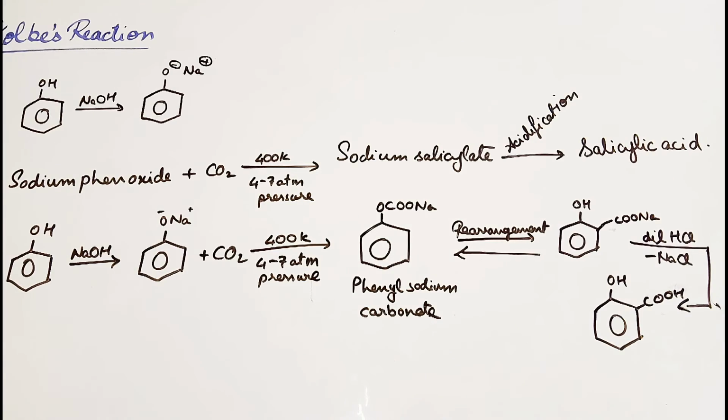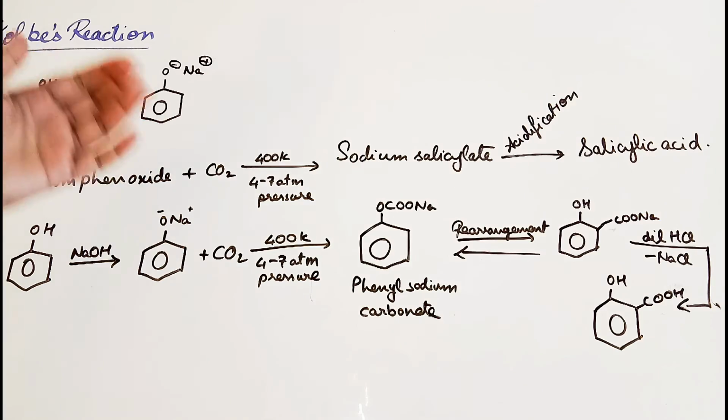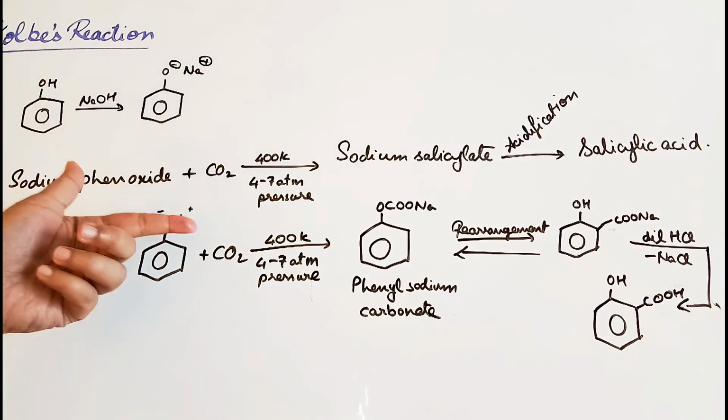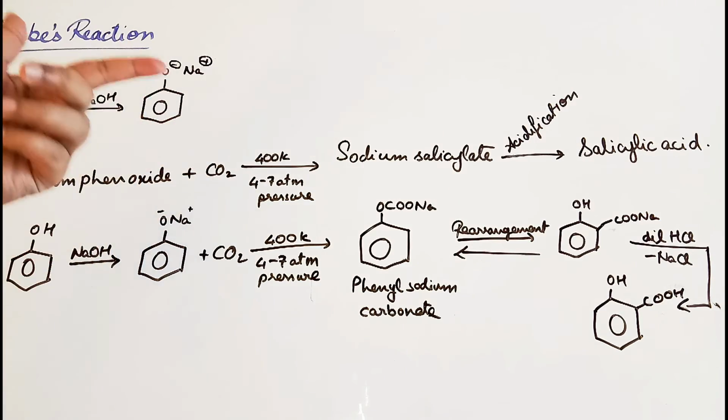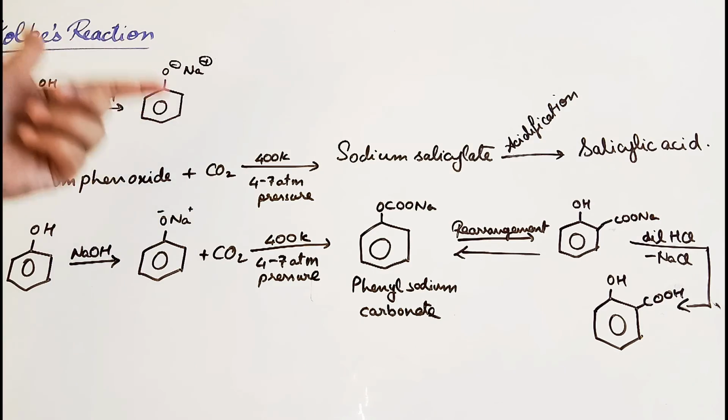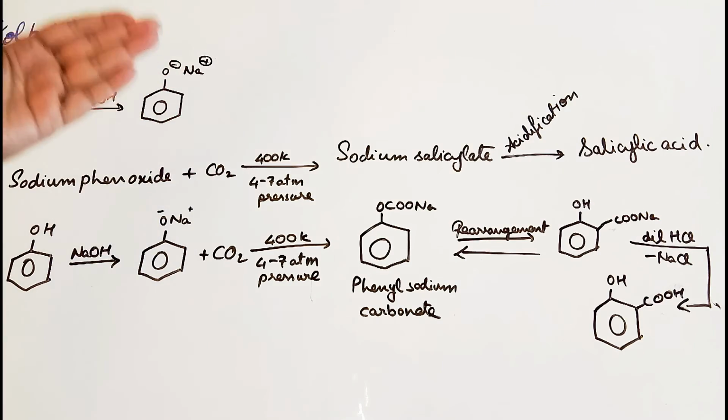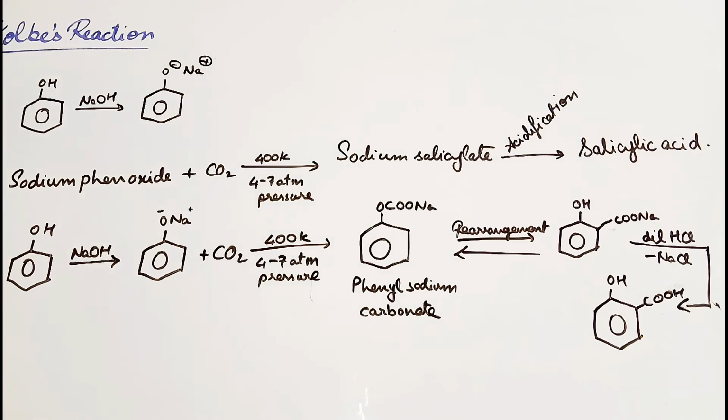And one important thing you need to remember: you could wonder why phenoxide reacts with carbon dioxide, which is a weak electrophile. That's because sodium phenoxide ion is highly reactive in nature, and that's why it reacts with carbon dioxide. But this is the basic reaction behind Kolbe's reaction. Do not confuse it with Kolbe's electrolysis. With that, we're done with this. In the next video, we'll be talking about the Reimer-Tiemann reaction.